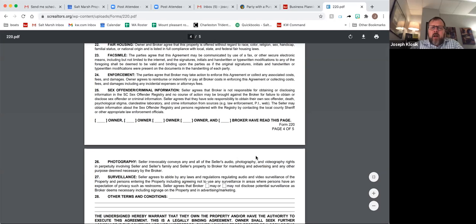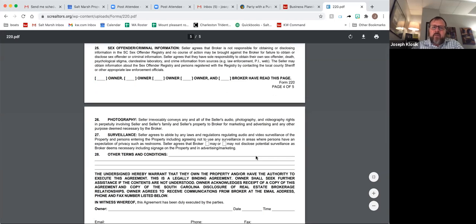Photography: seller conveys any and all of the seller's audio, photography, and videography rights in perpetuity involving the seller, seller's family, and seller's property to broker for marketing and advertising and any other purpose deemed necessary by the broker. We've had some sellers come back after a closing or after a listing has expired and say, remove all pictures from Zillow. You can remove it from the MLS, but it's still going to be out there. So you just need to explain to them that we'll get as much off as we can in the MLS, but by signing this, you've agreed that it's going to go out there. That's part of marketing your home.